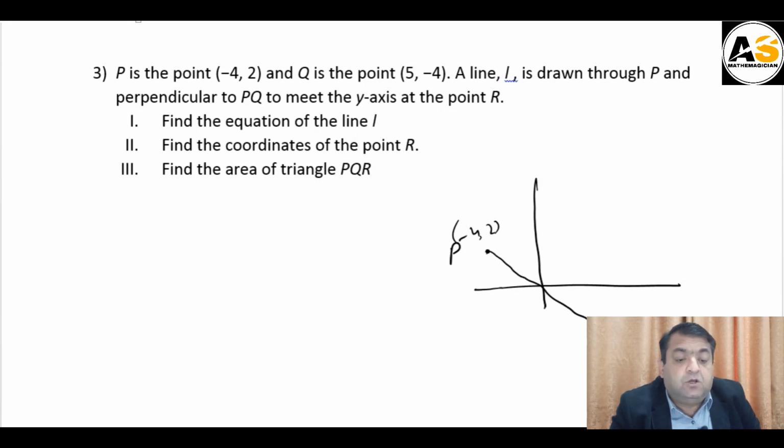We are told that a line L is drawn through P, through this point, and perpendicular to this, like this. And it meets the y-axis at point R. In the first part, we have to find the equation of this line L. In the second part, we have to find the coordinates of R. And then we have to find the area of triangle PQR.